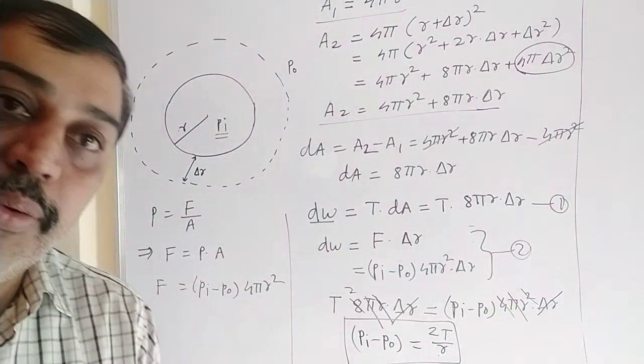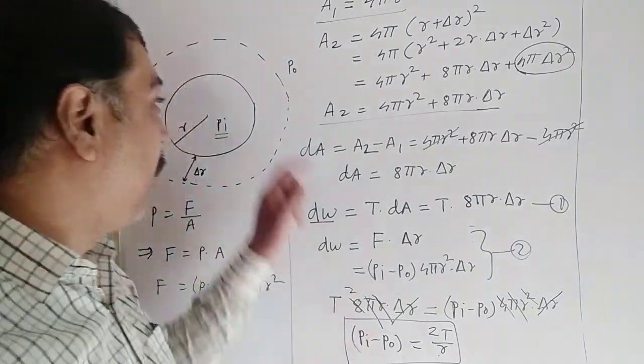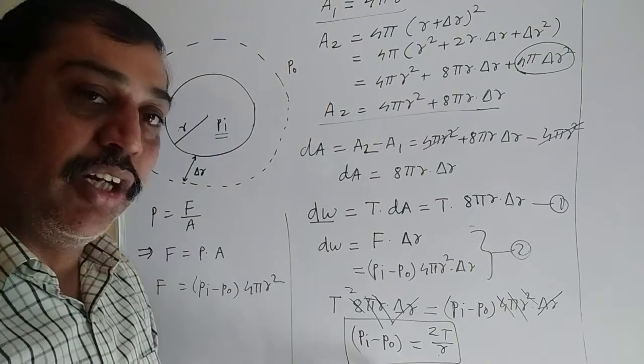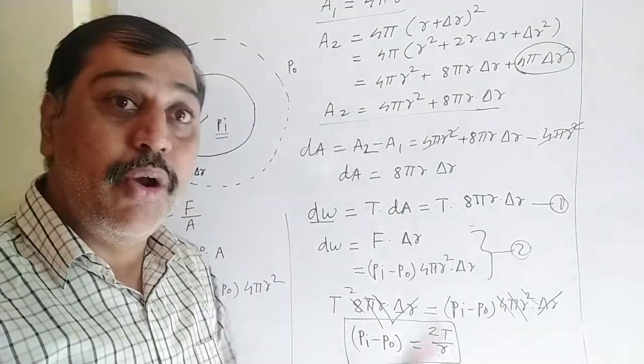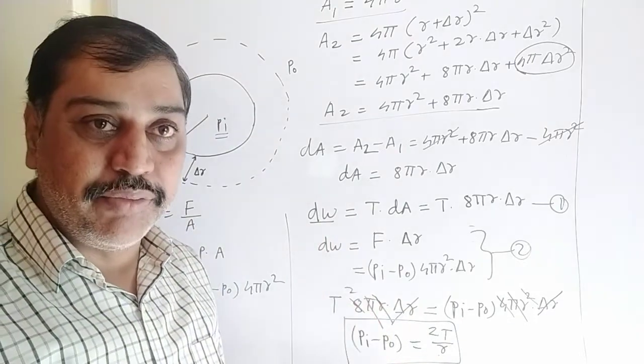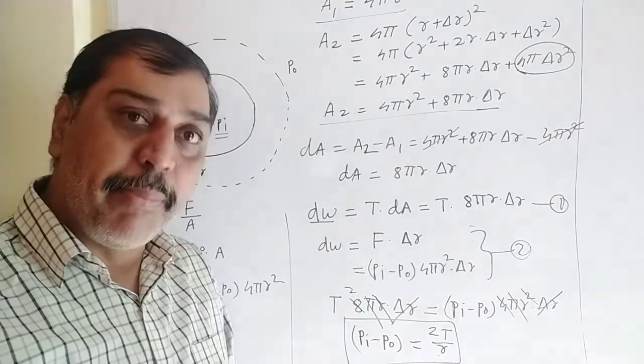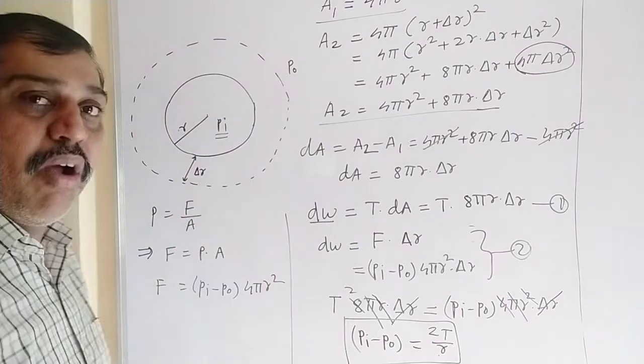This equation gives us the change in pressure, inside pressure minus outside pressure, given by 2T by R, and this is the equation for a drop. Remember, this is the equation for a drop. What should be the equation for a bubble? Now let us consider this is not a drop, it is a bubble.